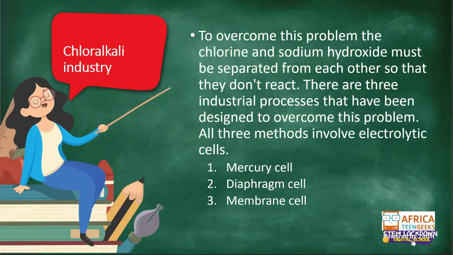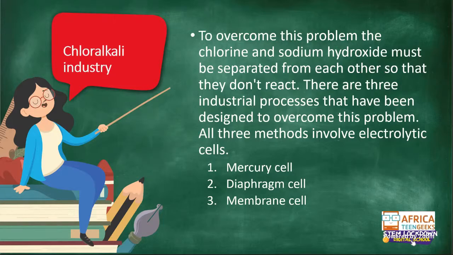Okay, so this was in theory what's supposed to happen, but then there are a few problems. And so we have gone and refined this industry. To overcome this problem, the chlorine and the sodium hydroxide must be separated from each other. What you don't want is for the chlorine gas and your sodium hydroxide to bond together and form things like sodium chlorate or bleach, and you don't want those byproducts.